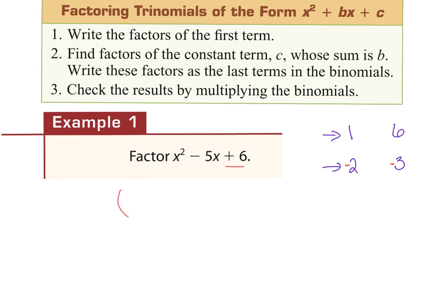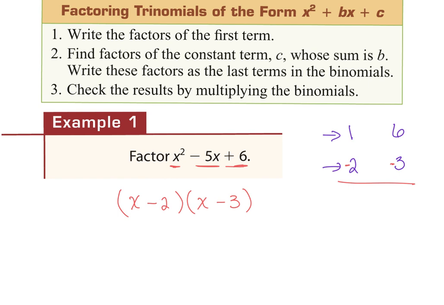I'm going to say, well, my first one is definitely just going to be an x. In these groups, x times x, that's definitely going to give me an x squared. And then I have figured out I need a negative 2 and a negative 3. Negative 2 plus negative 3, add to give me that. Negative 2 times negative 3, multiply to give me that.